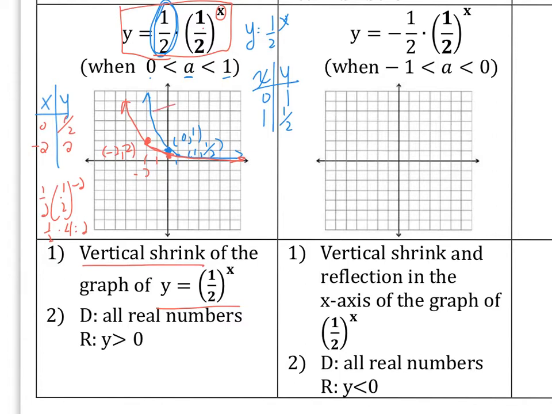Okay, as I showed you here, this is y equals half to the x power, and this graph here is y equals half times half to the x power. So the coefficient here, the a, tells you that it's a vertical shrink. And again, the domain would be all real numbers, all the x coordinates, and the range will be everything above the x-axis, or we can just say y greater than 0. Okay, all your y coordinates above 0.